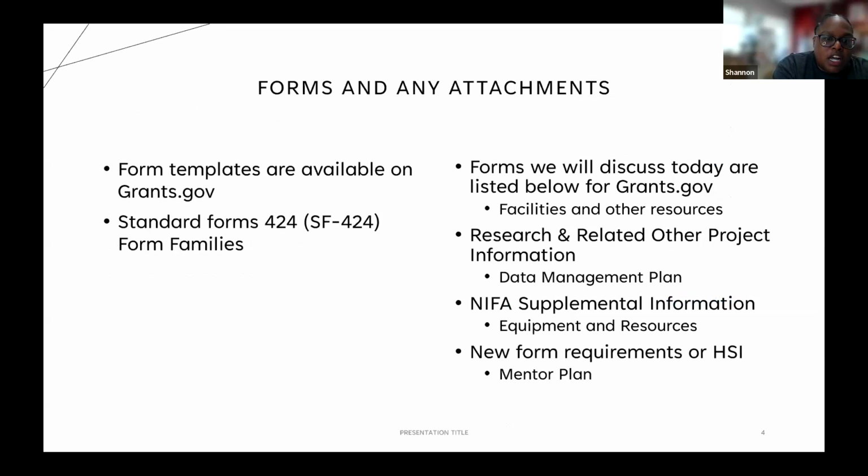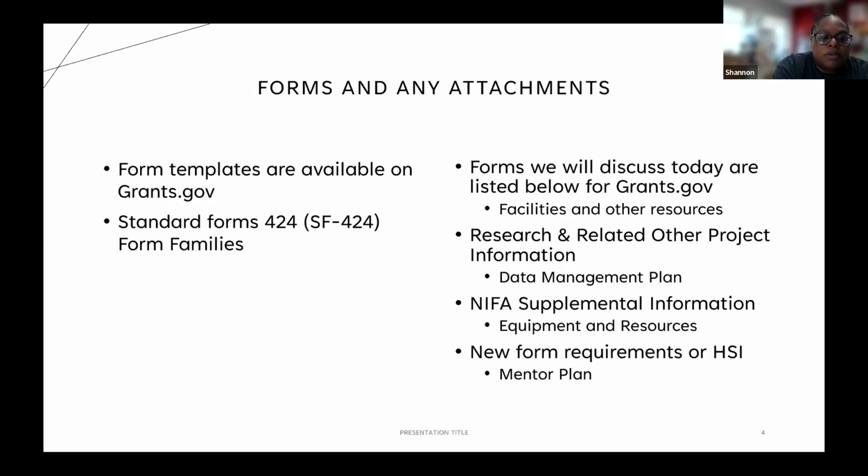So first, let's start off talking about your forms and attachments. Grant forms contain copies of federal forms that are currently being used by the awarding agency to create grant applications and grants.gov. These forms are used as a part of the pre and post award reporting, and that includes government-wide and agency-specific forms.